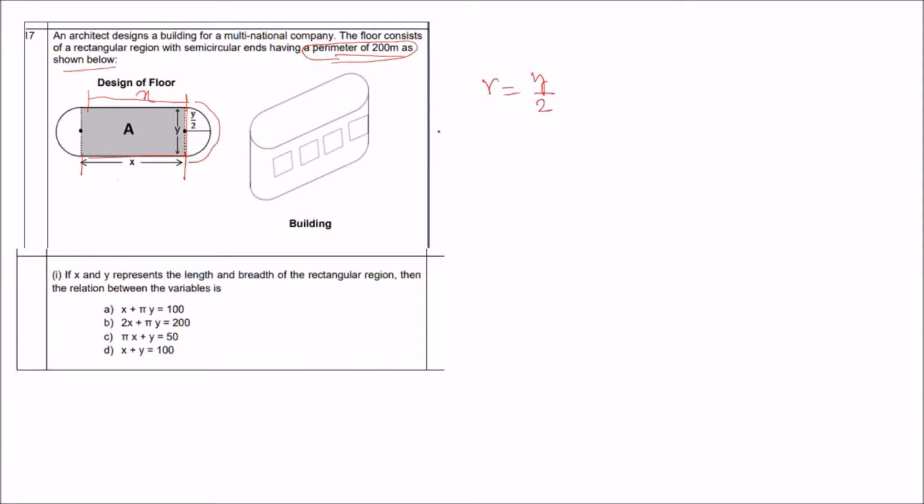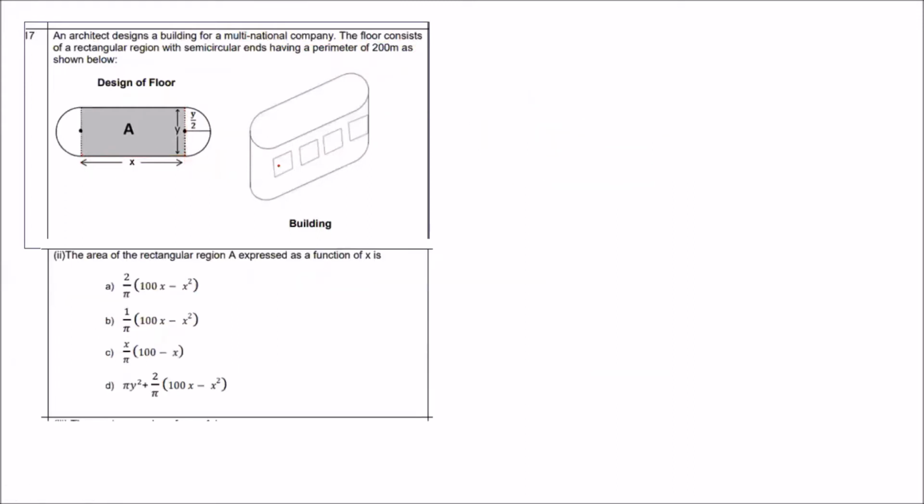So both the sides will be half circles, so it will be 2 pi r, because it is a complete circle. So how much will it be? It will be 2 pi into y by 2. So this will be pi y. That means 2x plus pi y is equal to 200. 2x plus pi y is equal to 200. So this is the answer. Which one is the answer? B is the answer.